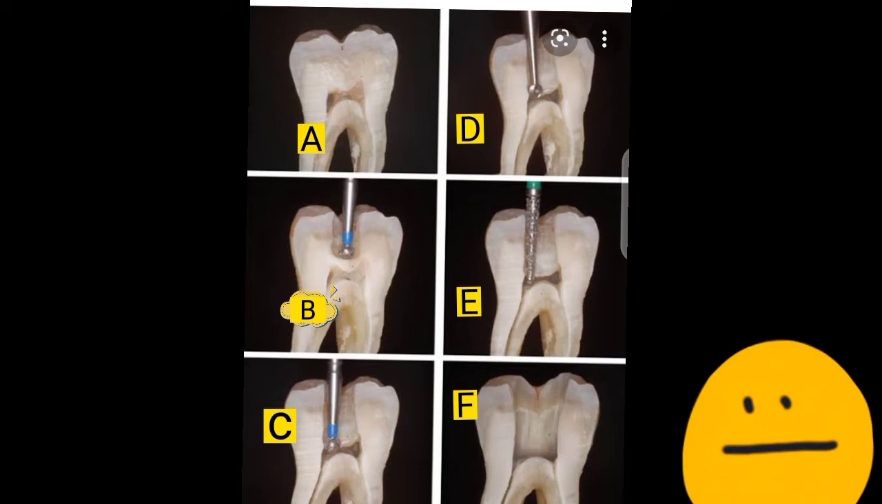Here in the first picture you can see a normal intact tooth. In the second picture, a round burr is used to expose the pulp chamber. A drop could be felt at the moment of exposure of the pulp chamber. In the third picture, the pulp chamber is opened. In pictures D and E, a tapered fissure burr is used to make the walls divergent. The last picture is the final presentation of the prepared access cavity.